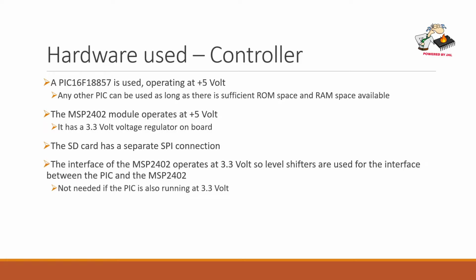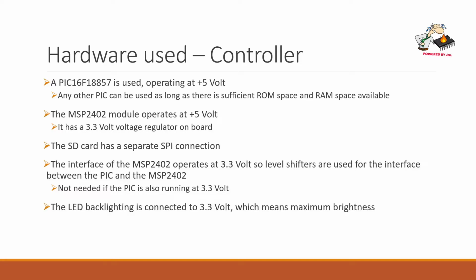The interface signals of this module operate at 3.3 volt, so you need level shifters between the PIC microcontroller and the module. Of course, this is not needed if you're also running the PIC at 3.3 volts. It is possible to operate the board at 3.3 volt, but then I ran into some issues with the SD card. So I recommend to connect the board to 5 volts. The LED backlighting is connected to 3.3 volt, which means that it will give its maximum brightness.